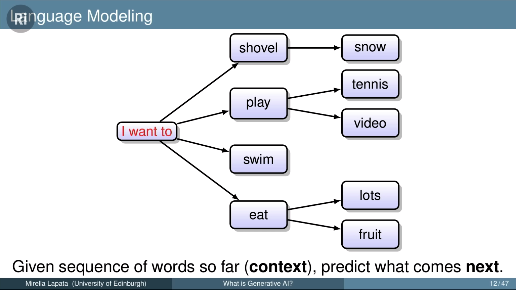So if I tell you I want to, there is several predictions. I want to shovel, I want to play, I want to swim, I want to eat. And depending on what we choose, whether it's shovel or play or swim, there is more continuations. So for shovel, it will be snow. For play, it can be tennis or video. Swim doesn't have a continuation. And for eat it will be lots and fruit. Now, this is a toy example.